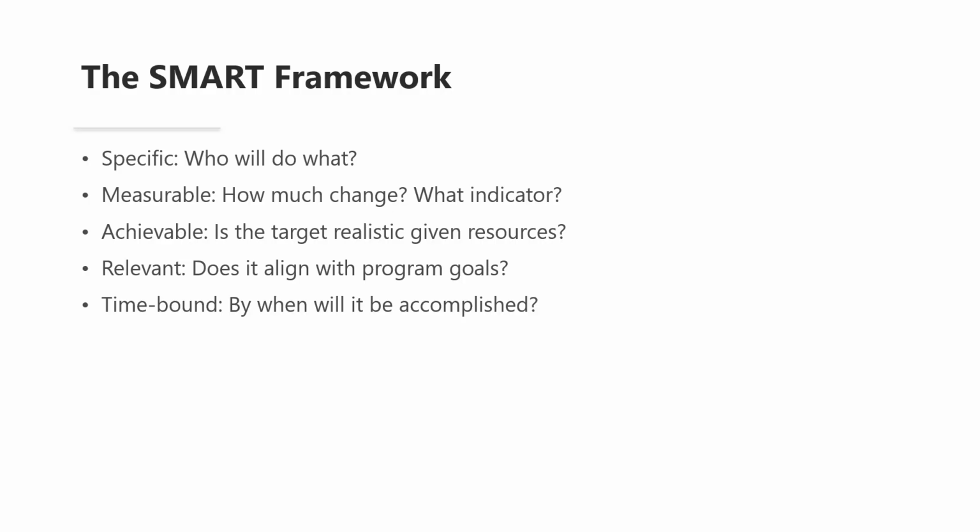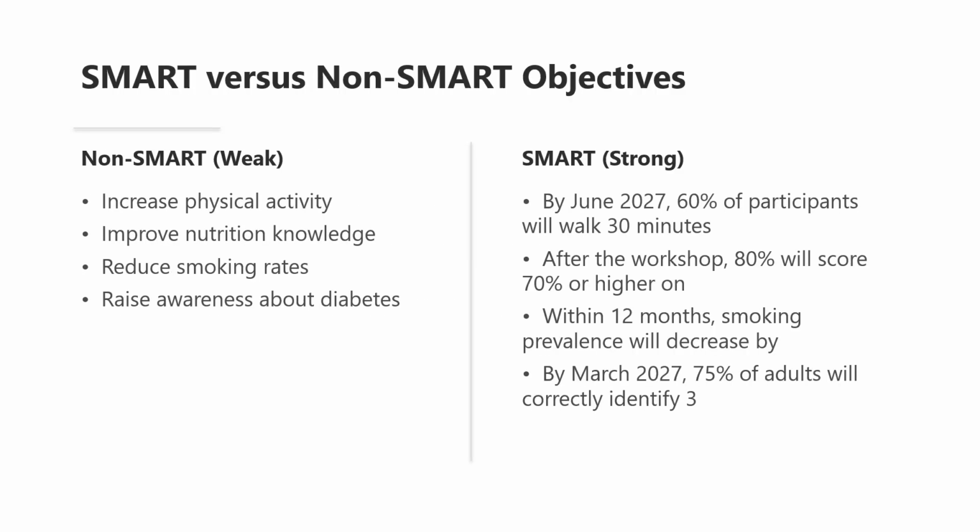Now let me show you what a well-written SMART objective looks like. It might read, by December 31st of 2027, 70% of program participants will demonstrate correct hand-washing technique as measured by direct observation. Notice how every SMART criterion is addressed in that single statement. Once you get the hang of spotting each component, this becomes second nature.